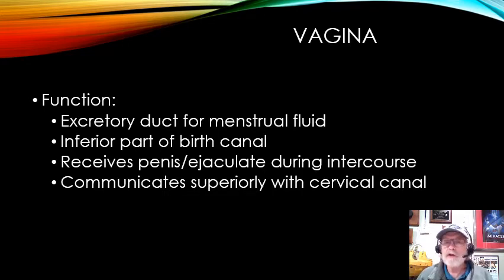We also know that the vagina is the area that will receive the penis for ejaculation during intercourse. So therefore, the spermatozoa will be deposited in the area of the vagina, and then the spermatozoa have to find their way up through that cervical os, up the endocervical canal, through the uterine cavity, and out the fallopian tube to try to find an ovum that's been spinning and circling its way down the fallopian tube. Okay, so that's what happens. So again, it has to communicate superiorly with that endocervical canal.